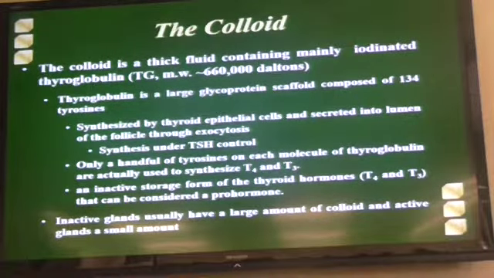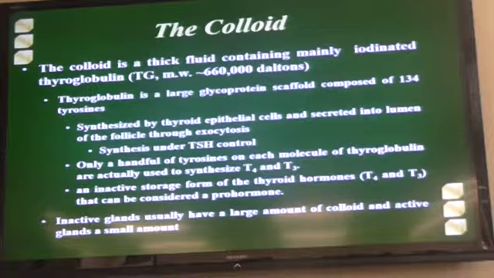Now, as far as the colloid, it is a very thick fluid. It contains mainly iodinated thyroglobulin, which is about 660,000 Daltons, which is a relatively large molecule. And thyroglobulin is a glycoprotein composed of 134 tyrosines. Because what's thyroid hormone made out of? Tyrosine, just like catecholamines are.